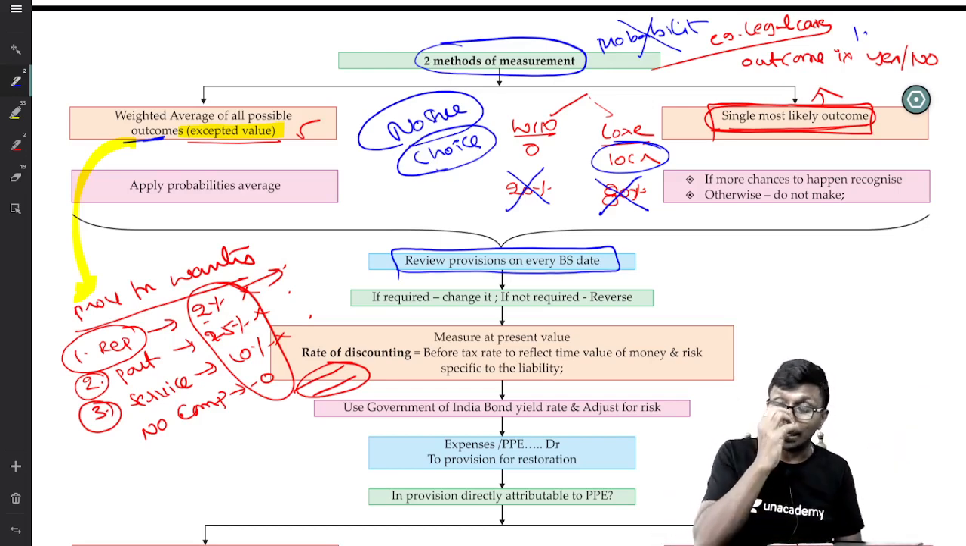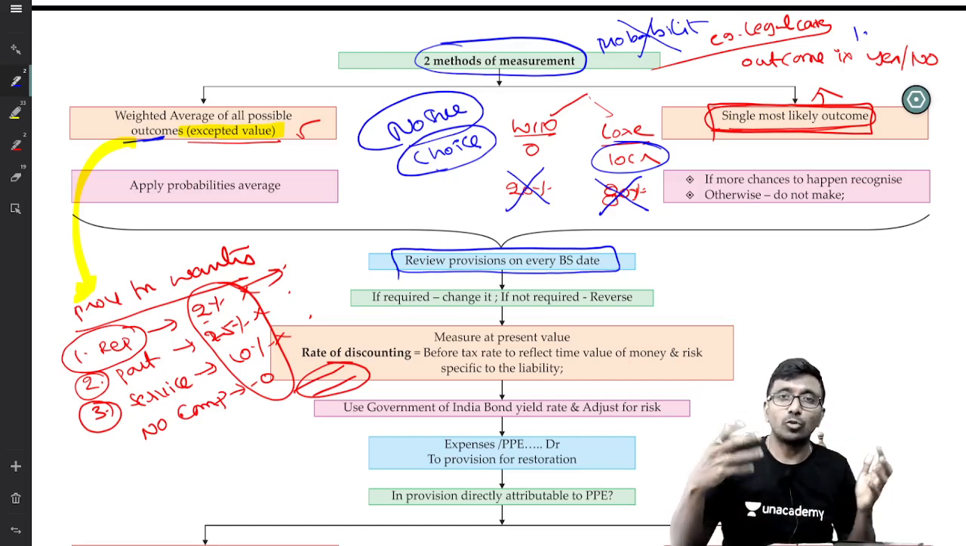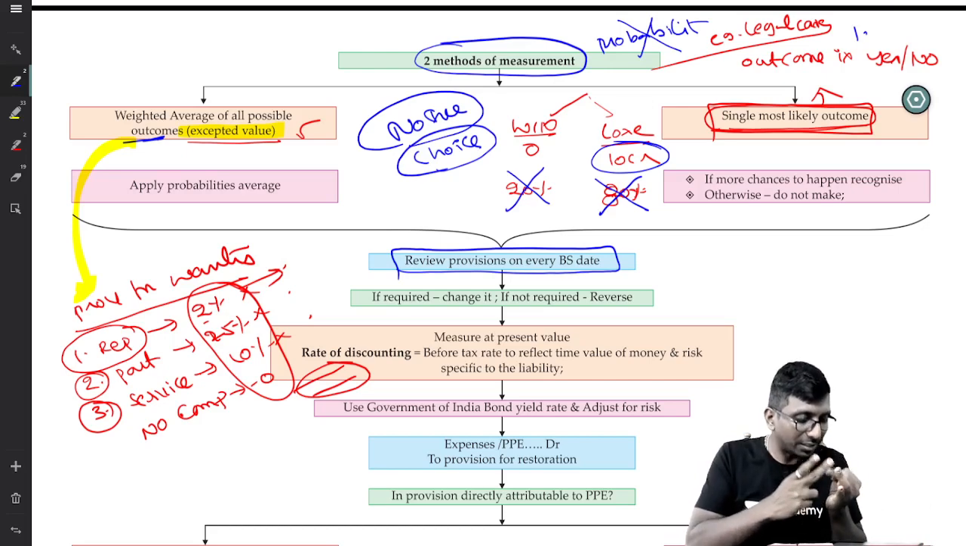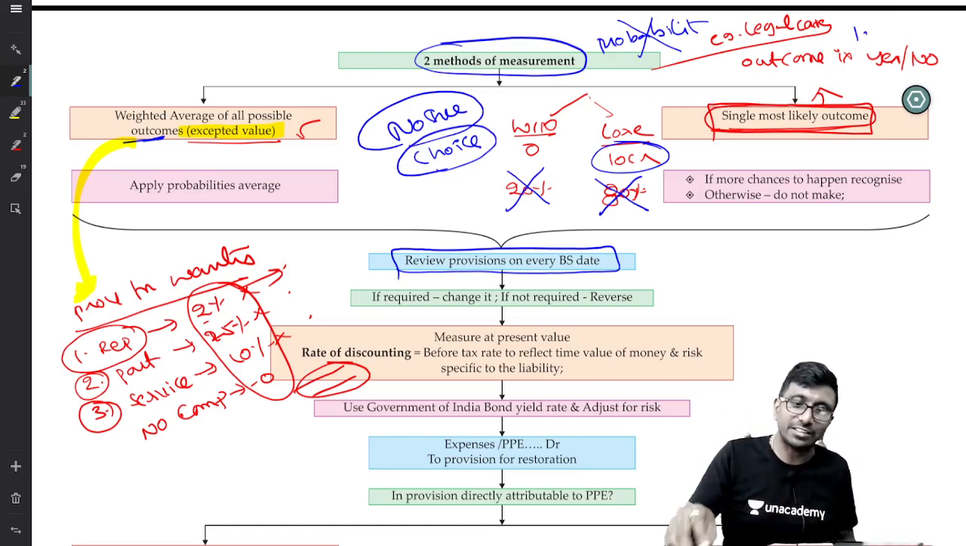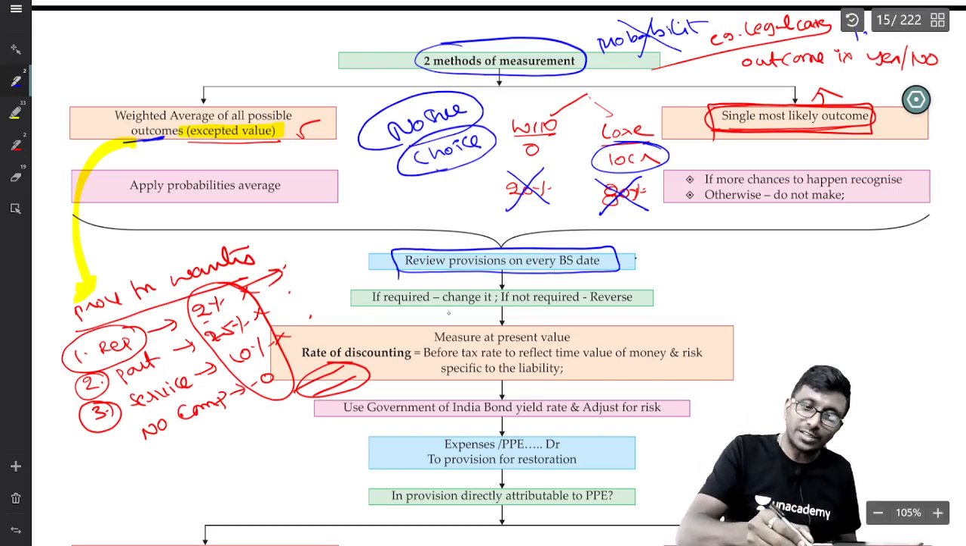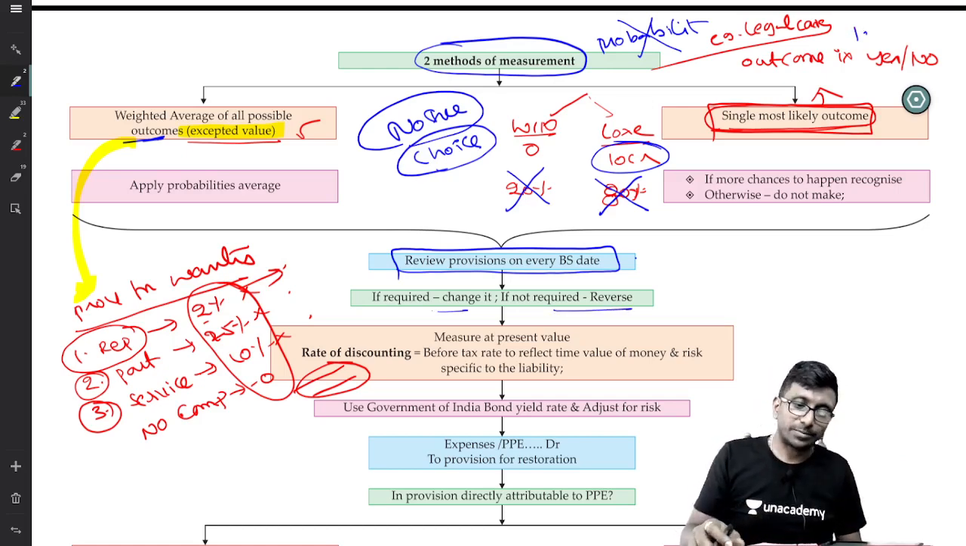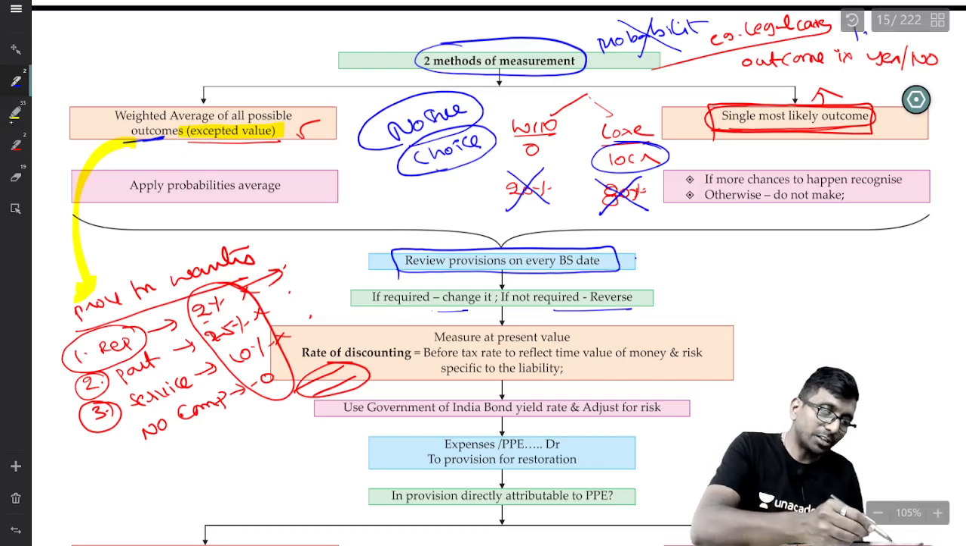Right. That's what we say. Review your provision, contingent asset, contingent liability at every balance sheet date. Got my point? That is what we are saying. If required, change it. If not, you reverse it. That is what we discussed. Next, this is the important and crucial thing.